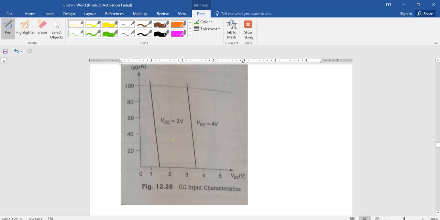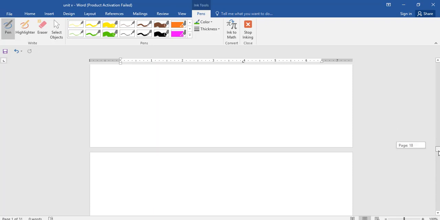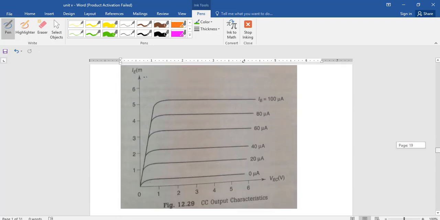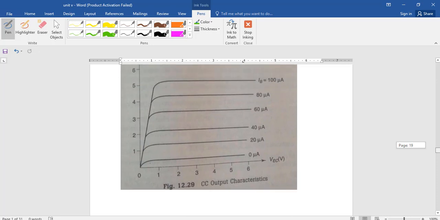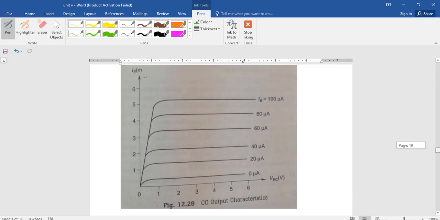VC is kept as constant and then VCB is increased, and for the corresponding output is noted down, and then again VC is set to a different value, and then similarly VB is increased and IB is noted down. This is your input characteristics. Then output characteristics, it is very similar to your CE configuration. Output characteristics of CC is similar to CE configuration.